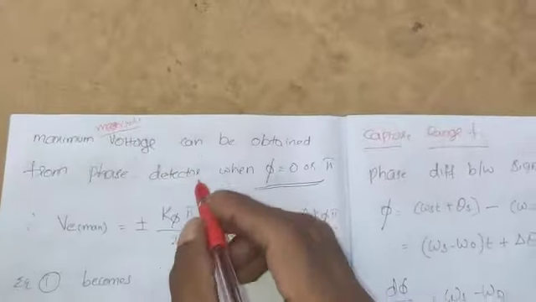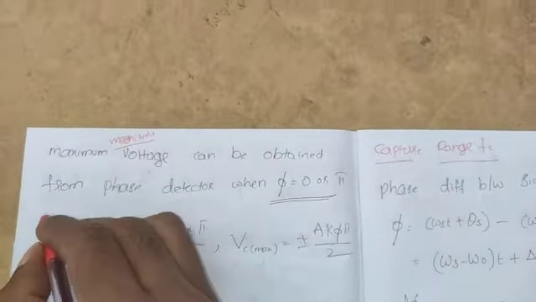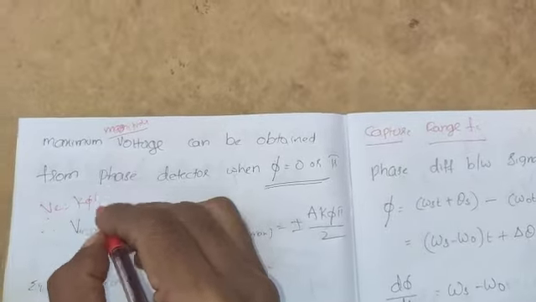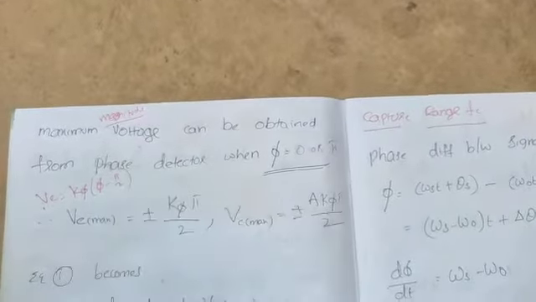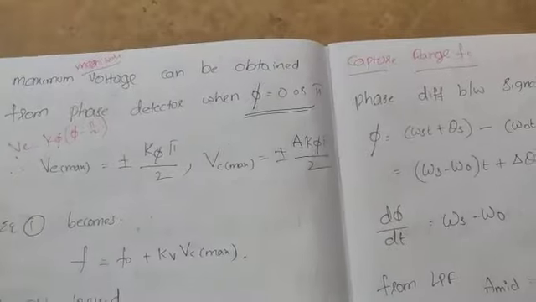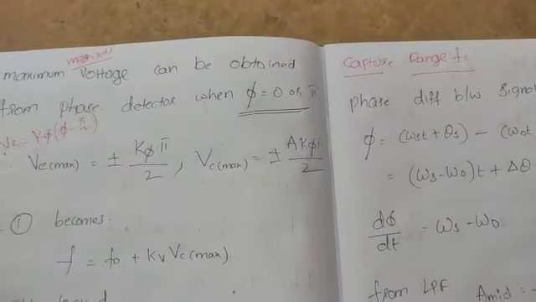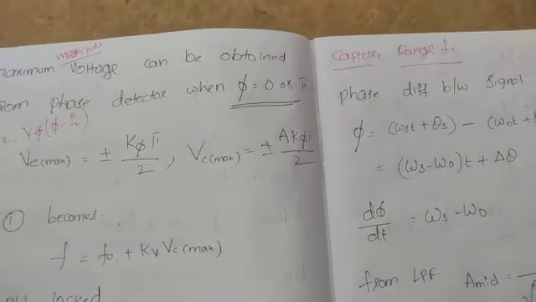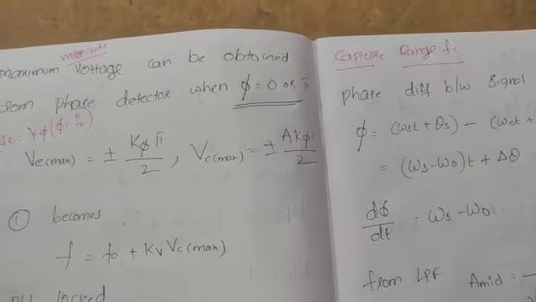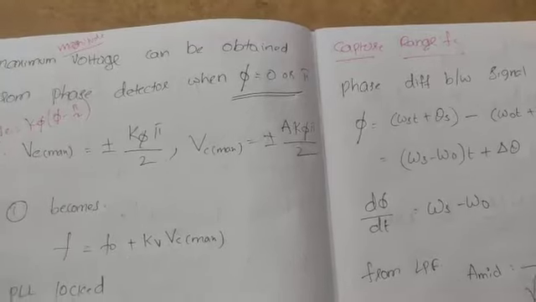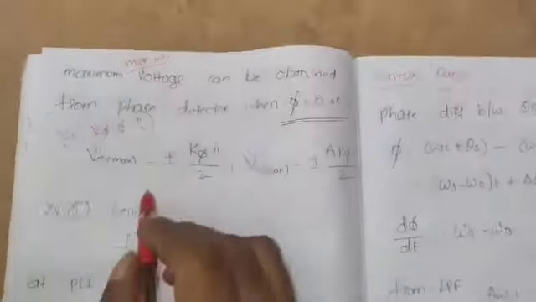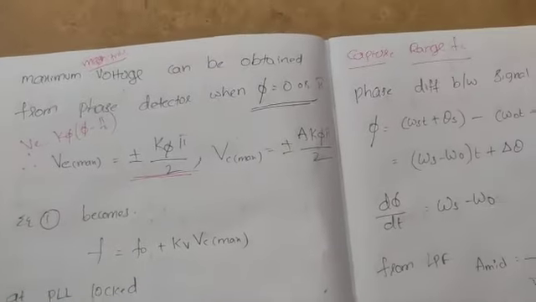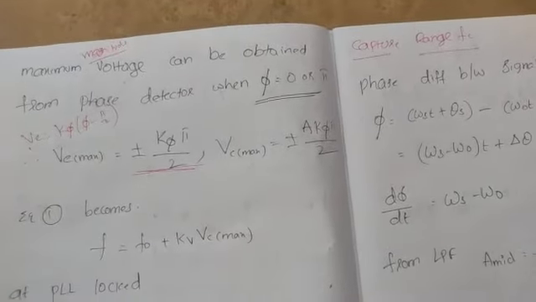Why? Because suppose you take the error voltage V equal to K phi into (phi minus pi by 2). Substitute phi equal to 0: K phi into (0 minus pi by 2), so you will get minus K phi into pi by 2. If you substitute phi equal to pi, K phi into (pi minus pi by 2), you will get plus K phi into pi by 2. So finally VE max is equal to plus or minus K phi into pi by 2. So you will get the maximum error voltage when the phase shift is 0 or pi.